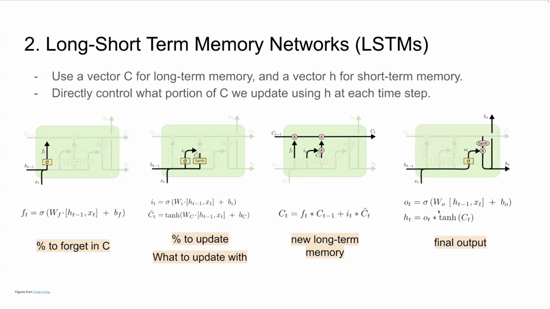And finally, you process it with an additional linear layer to get the output short-term memory vector H. So this part is the same as before. Whether it's RNNs or LSTMs, every time step that you want to compute output, you'll always use this short-term memory vector H.